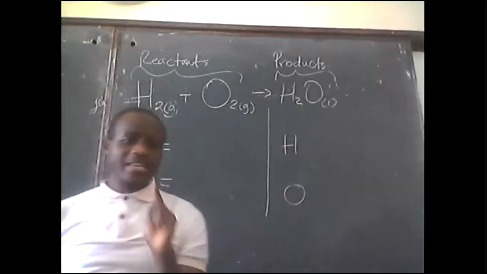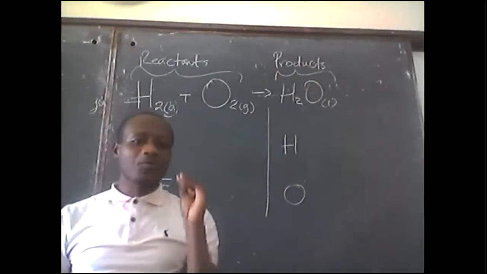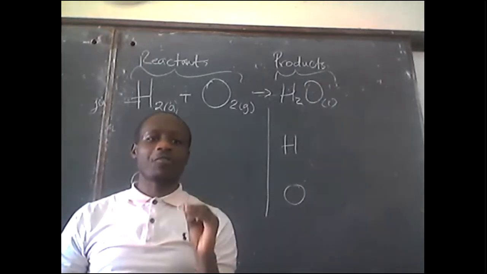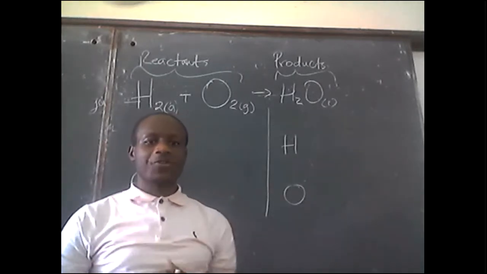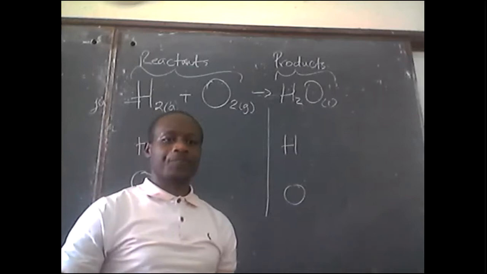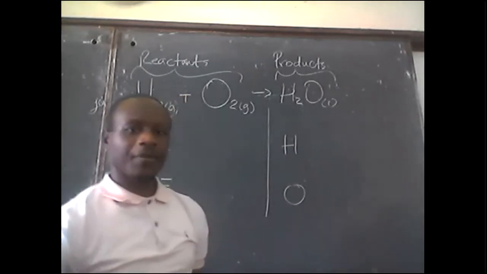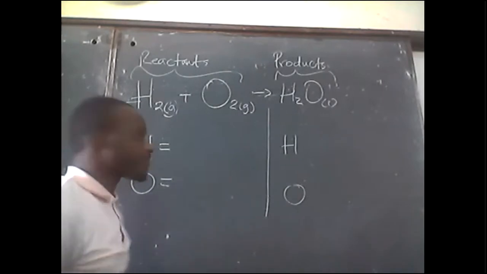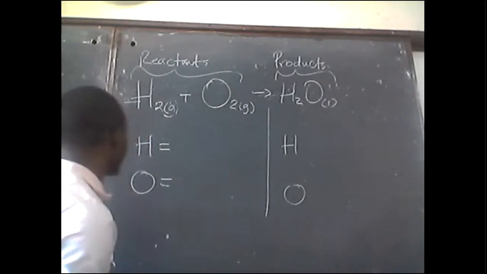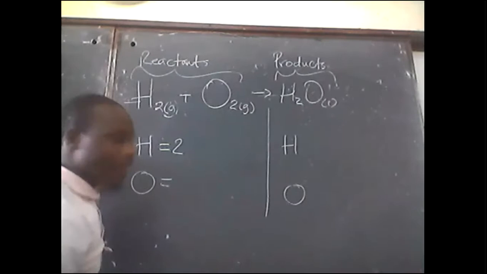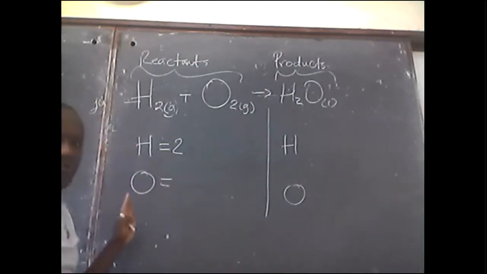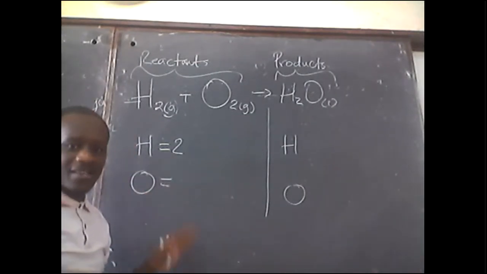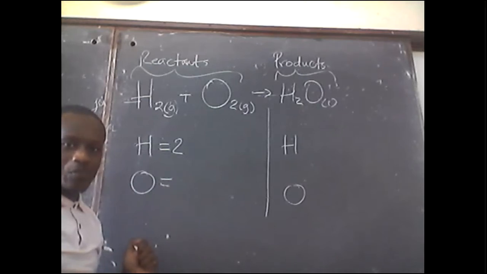So the first question is, how many atoms of hydrogen do we have on the left-hand side? By show of hands. 2 atoms. So I come and put a 2 here. So how many oxygen atoms do I have on the left-hand side? Amelia? 2 atoms. Good.